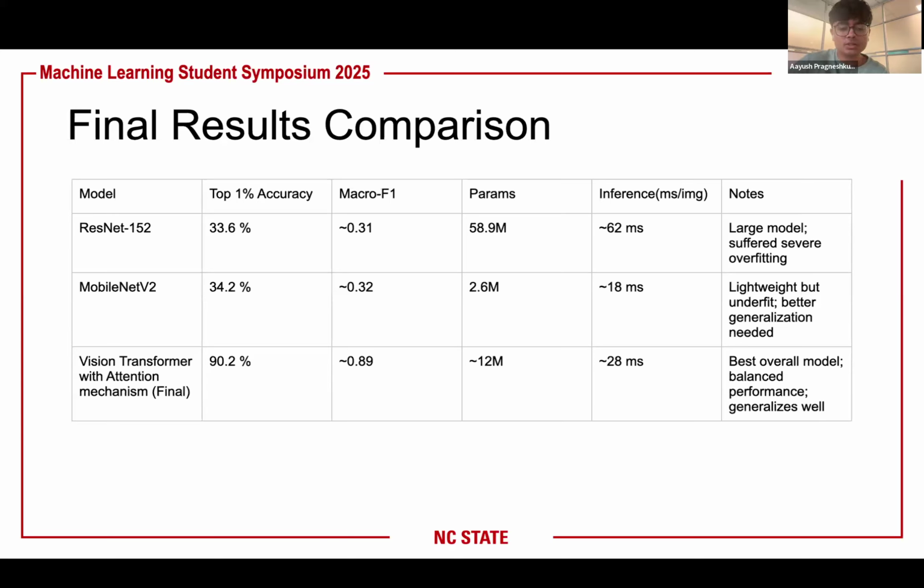So ultimately, we decided to go with the 12 million parameters model, vision transformer with attention mechanism. It had 90.2% accuracy, and it is the best one which we obtained till now. It is a balance. It's able to generalize well.